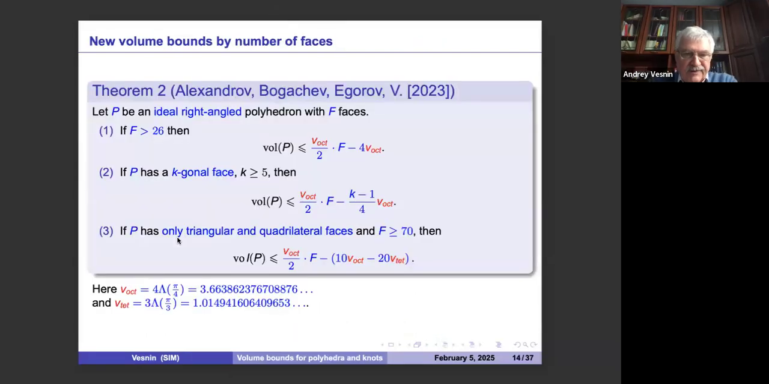Okay, so this theorem presents several cases when we can improve the bound. For example, if you have a number of faces more than 26, or if you know that there is some k-gonal face, where k is big, then you get a better bound. Another possibility is if your polyhedron has only triangular and quadrilateral faces, and the number of faces is more than 70, so again you can improve this bound. So this illustrates how you can obtain an upper bound in different situations if you know combinatorial properties of your polyhedra.